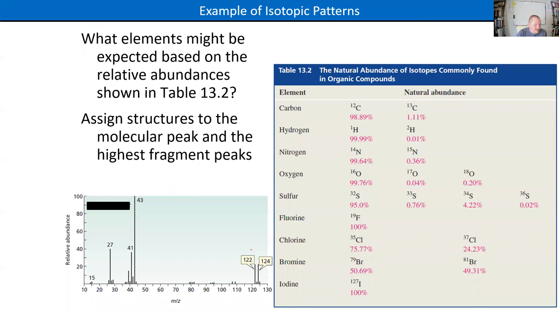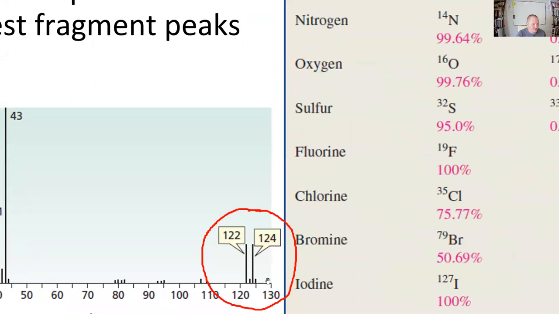So for instance, if we look at this compound and at the molecular peaks up here, we have a big peak at 122 and a small peak right above that. That's probably the carbon 13 peak. But then we have another peak at M plus 2 that's almost the exact same size. Since all of our bromines have a 50-50 shot at being bromine 79 or bromine 81, that tells us we probably have a bromine here.